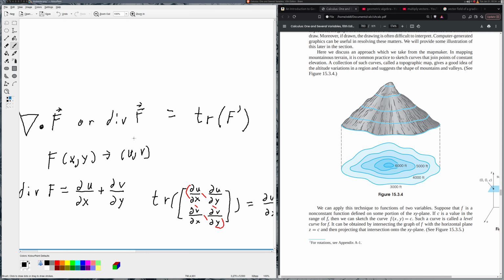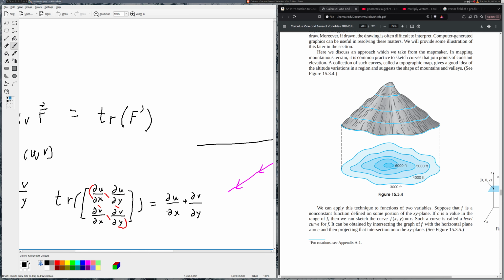If xy goes to uv, then the divergence is the partial derivative of u with respect to x plus the partial derivative of v with respect to y. And this is algebraically the same as the trace of the Jacobian of f. But this gives you a better geometric interpretation of what is actually going on here.